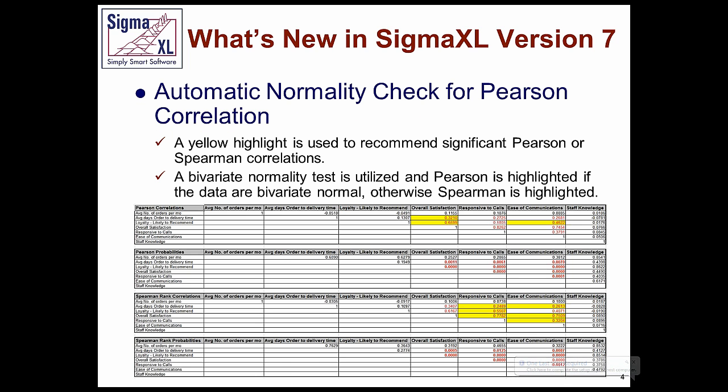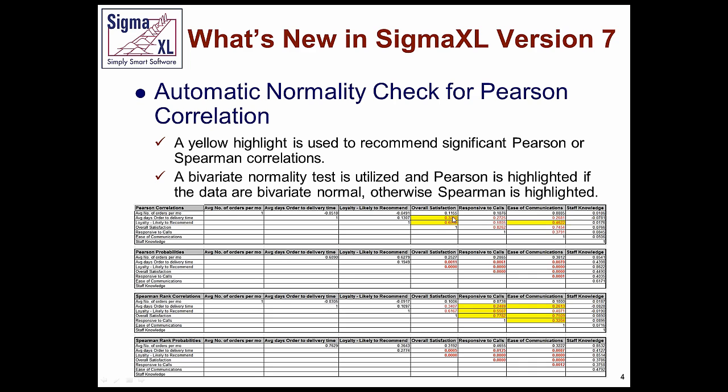We also added to Pearson and Spearman correlations a highlight. And the basis for recommending one or the other or neither is if the data are normal, but bivariate normal, and that's important, that not just normal for the individual variables, but when you're dealing with a correlation, Pearson assumes bivariate normality, and so we test behind the scenes for bivariate normality, and if the results are significant and the data are bivariate normal, then Pearson is highlighted.